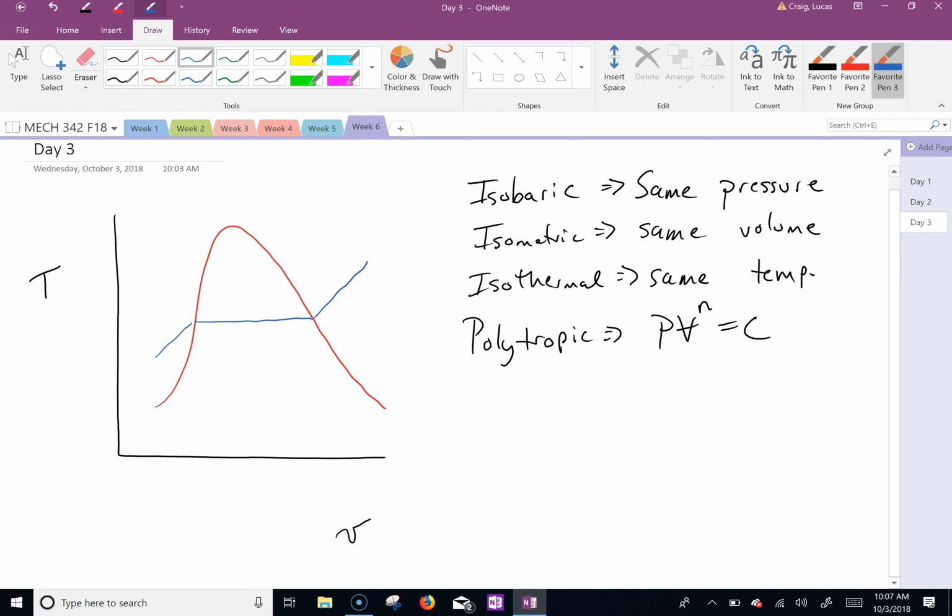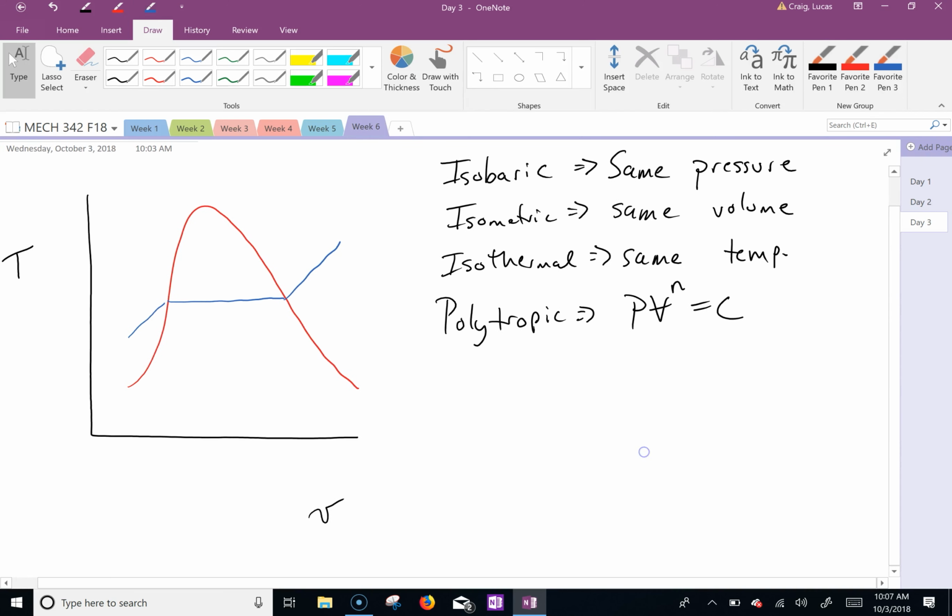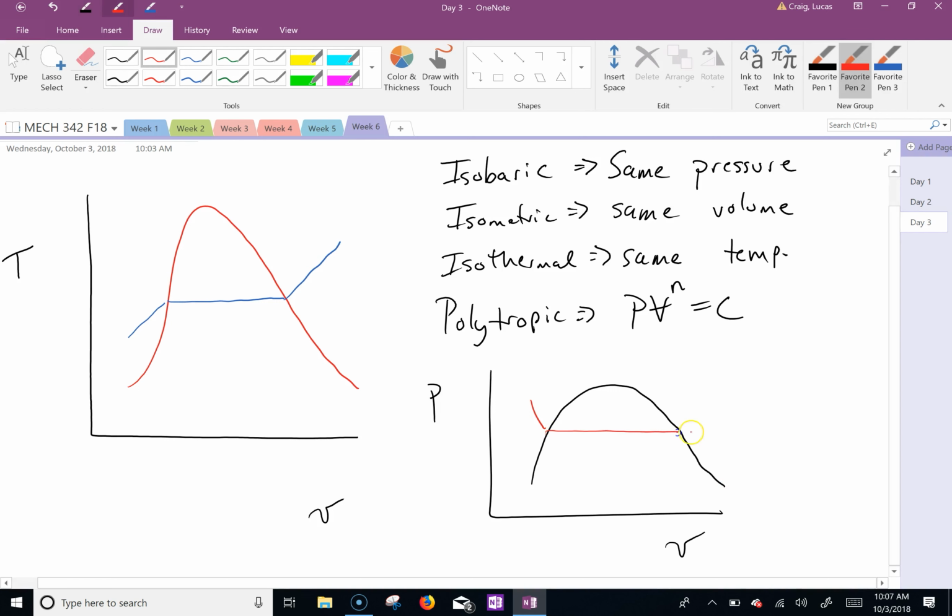So on the TV graph, that's a constant pressure, right? Okay. If I were to do PV, that's how constant temperature lines look like. Okay. Isobaric would be a horizontal line across. Okay. And these are all the F locations. These are the VG locations.